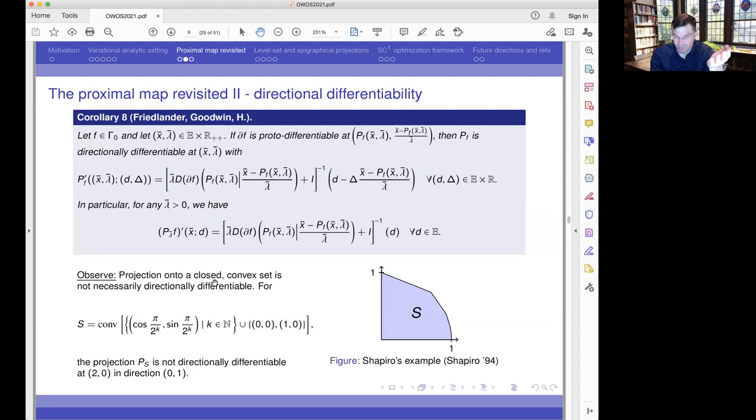So for example, there's a famous example in 2D by Shapiro that already the projection onto a closed convex set need not be directionally differentiable. Okay, so that's actually an argument for semi-smoothness star even in the locally Lipschitz case, right? Over standard semi-smoothness.